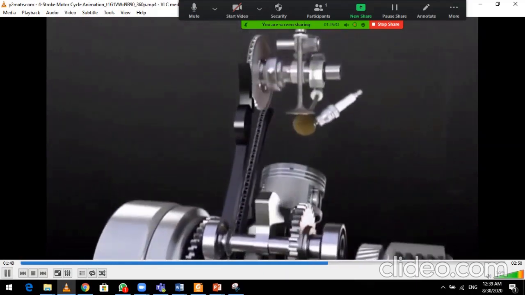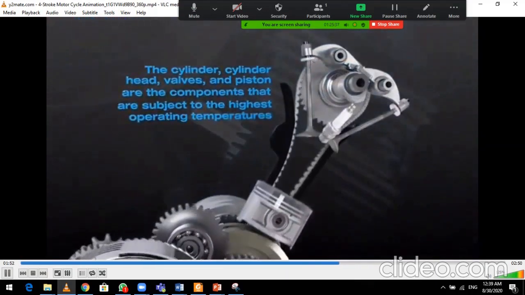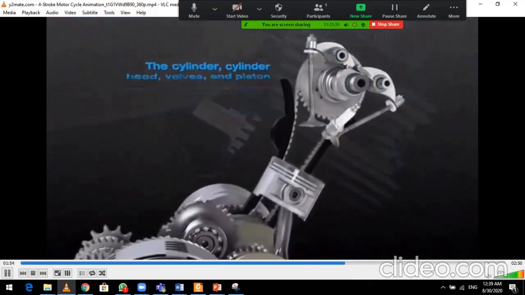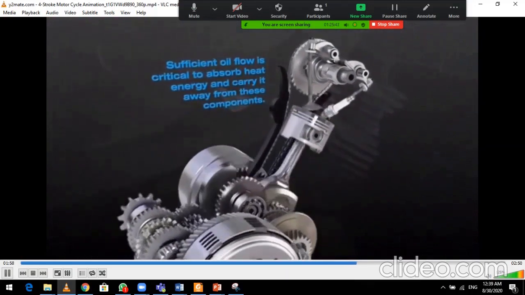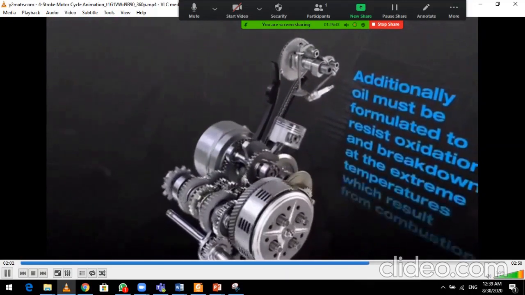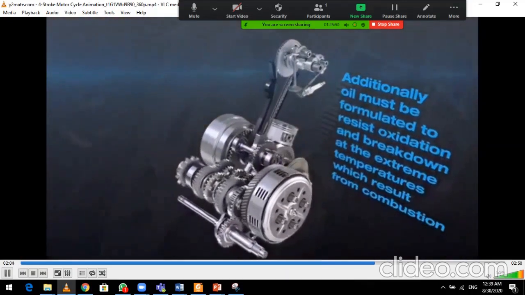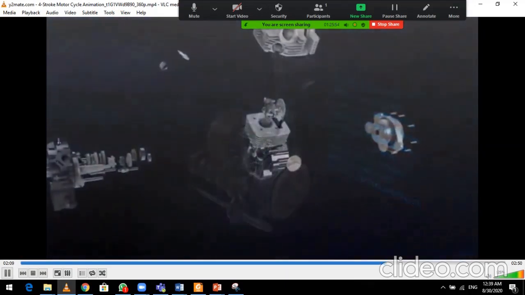The cylinder, cylinder head, valves and piston are the components that are subject to the highest operating temperatures. Sufficient oil flow is critical to absorb heat energy and carry it away from these components. Additionally, oil must be formulated to resist oxidation and break down at the extreme temperatures which result from combustion.